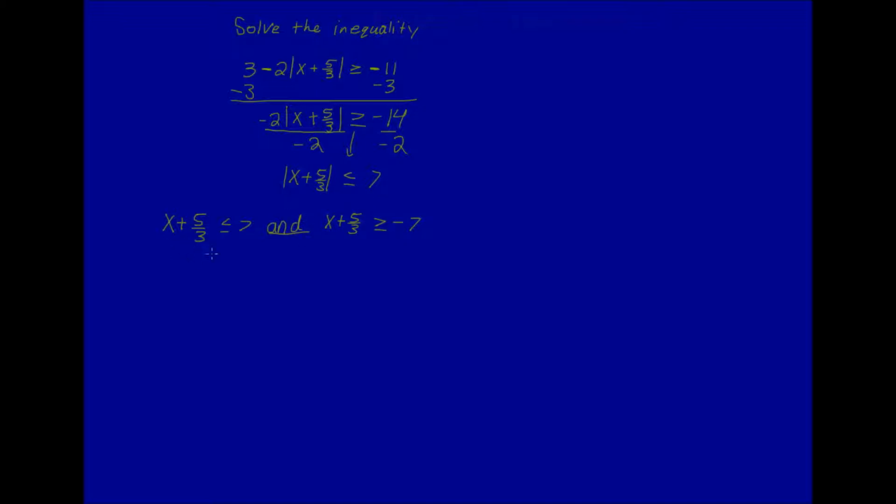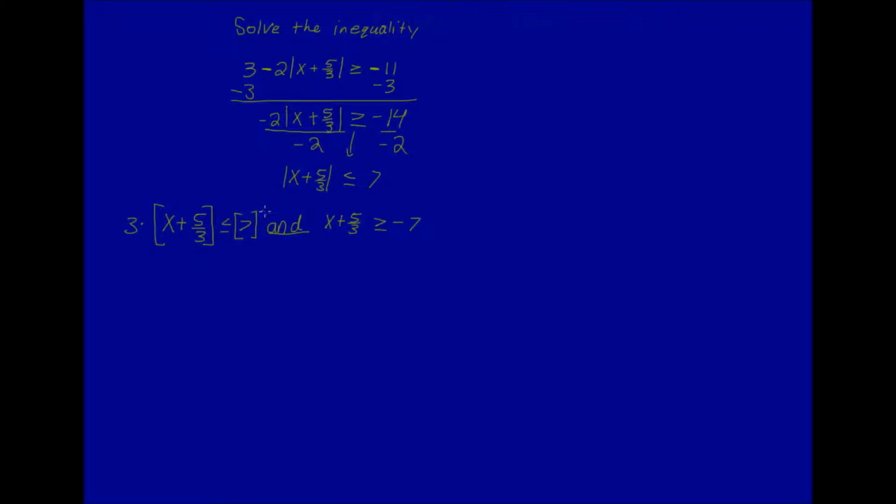I can subtract 5/3 from both sides and do 7 minus 5/3, but then I would have to get a common denominator and work with fractions. It wouldn't be too difficult to do, but there's an easier way. We can eliminate the fraction. So rather than subtracting 5/3 on both sides, I'm going to eliminate this fraction in the inequality by multiplying both sides of the inequality by 3.